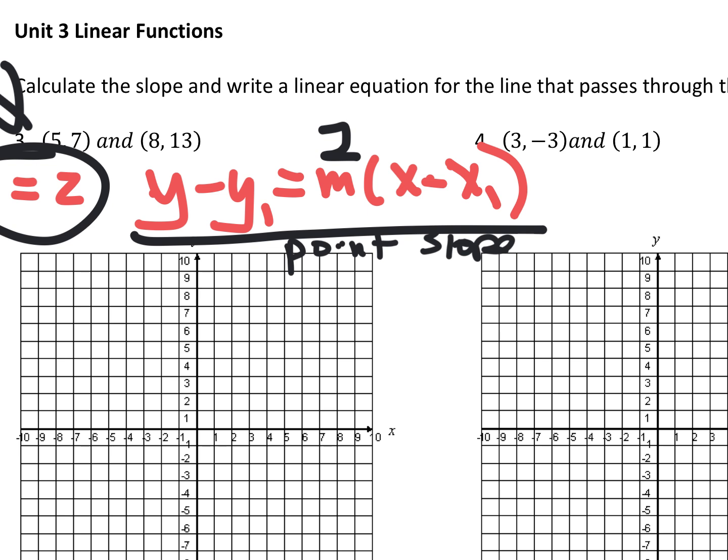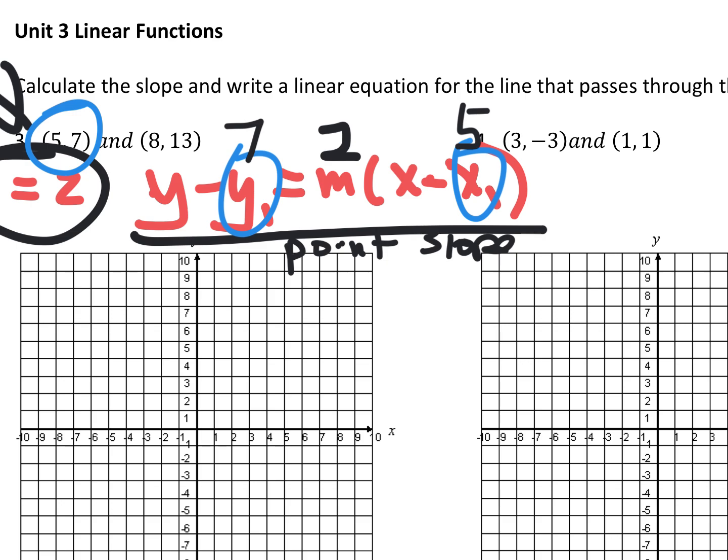All right, so point slope equation. Now, that's where the point goes. Circle those two in a different color. The point that you pick is irrelevant. You can pick the first point or the second point. I'm going to choose the 5, 7. And then the 5 goes here, and the 7 goes here. There, I have just written the equation for this line.